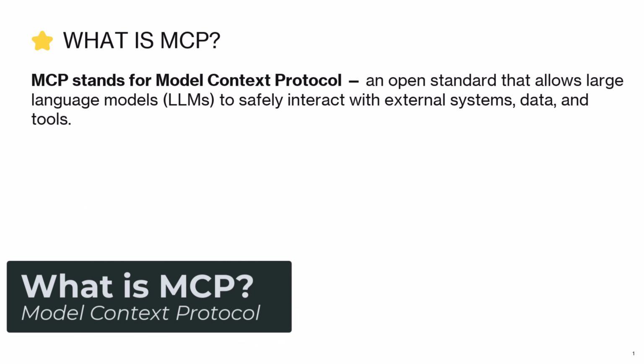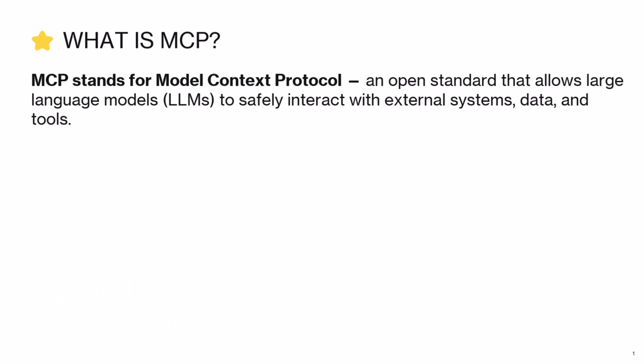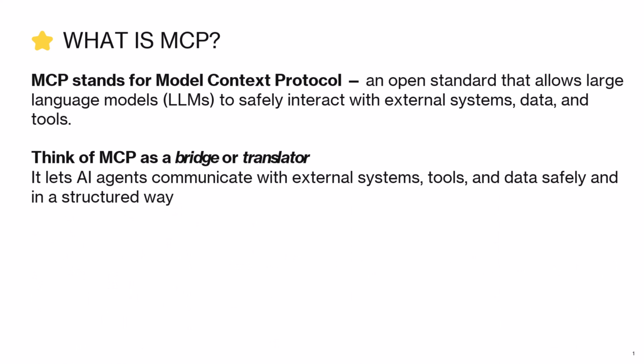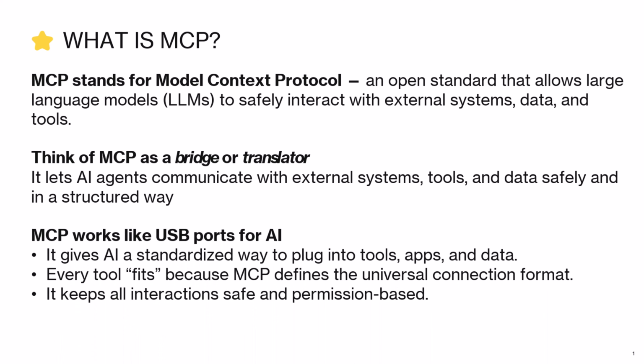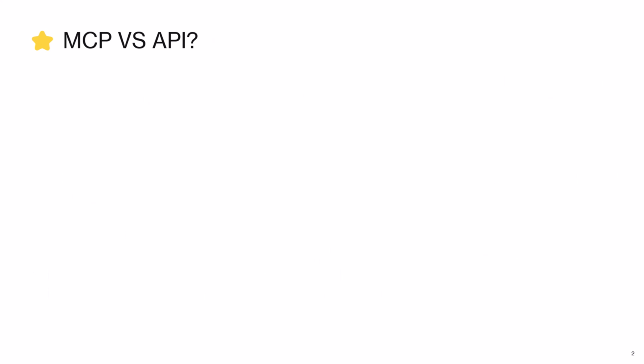MCP stands for Model Context Protocol. It is an open standard that allows large language models to safely interact with external systems, data, and tools. Think of MCP as a bridge or a translator. It lets AI agents communicate with systems, tools, and data safely and in a structured way. MCP works like a USB port for AI. Every tool fits because MCP is that universal connection format.